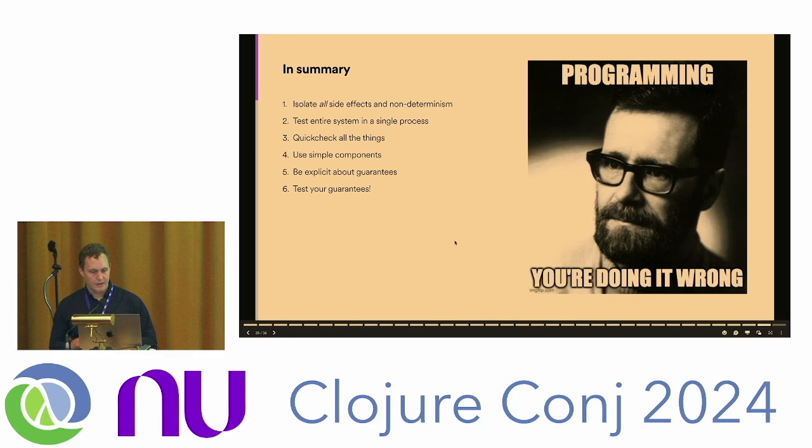So, in summary, isolate all sources of side effects and nondeterminism. Test the entire system in a single process. Quick check all the things. Use simple components, so both depend on simple components and produce simple components. And then be explicit about your guarantees, up and down. I depend on this, and if this doesn't hold, then the rest of my system has a problem. And then be explicit about what you're promising. I promise that my API is strict serializable. And then test those guarantees in both directions.